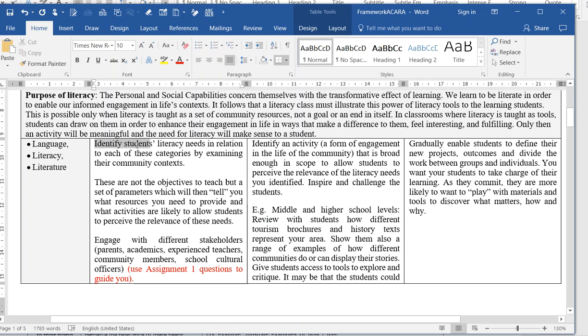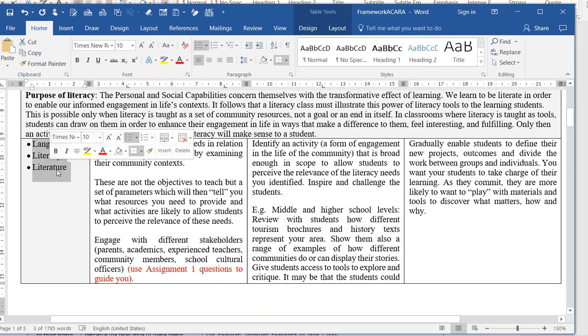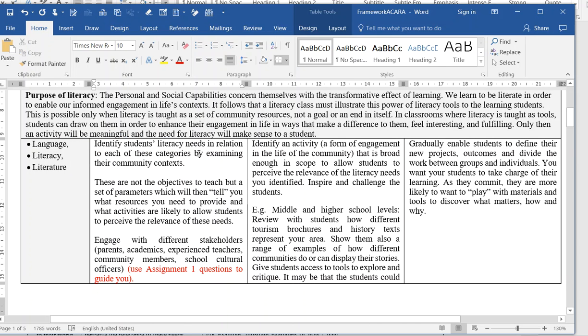Right, so identify students' literacy needs by examining those things like literacy and, you know, those outcomes, by examining them in the community context. What does this all mean? This is all just words, as I said before. Whatever is there is just words. So we were trying to unpack those words in assignment one. So you have some experience already.